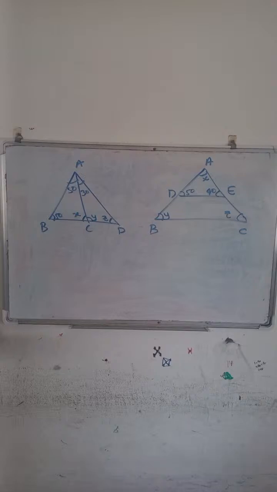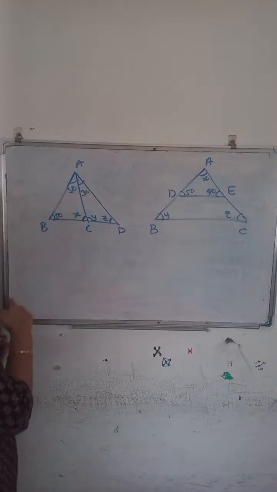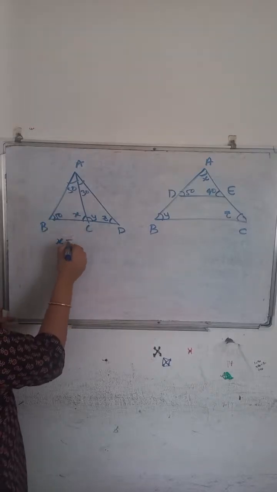X and Y and Z for the first one. Okay. Yes, correct. Okay, so now this is 50, 50, 100, 100. Then is X equal to 80?